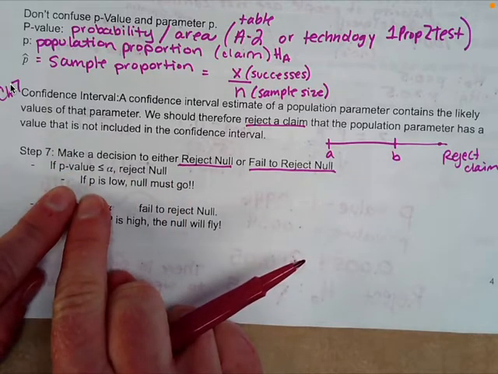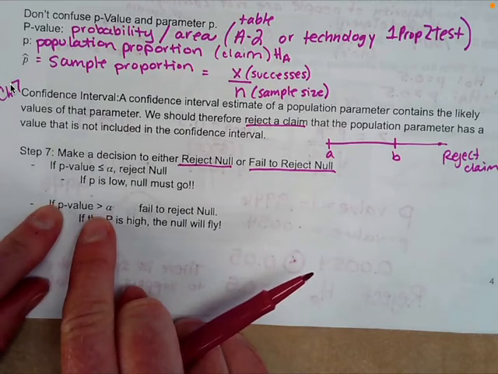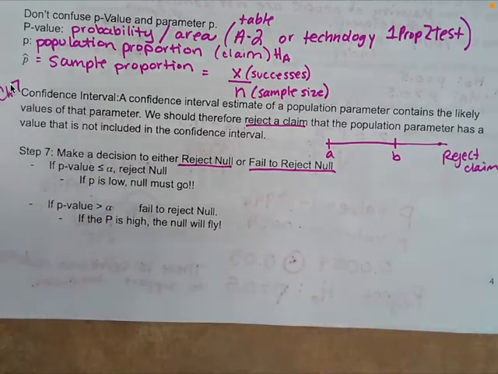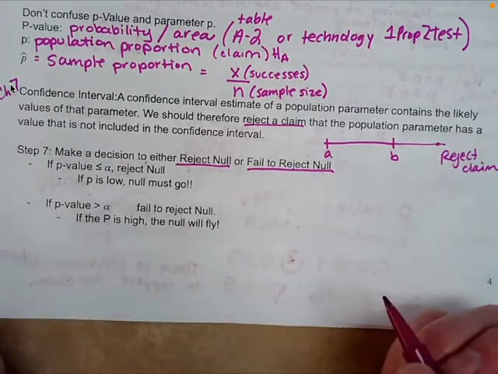If P is low, null must go. It's a way to remember it. If P is high, the null will fly. So it flies through, it's good. We're going to fail to reject it. If we fail to reject, that means null is okay.